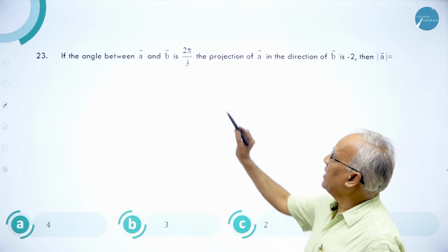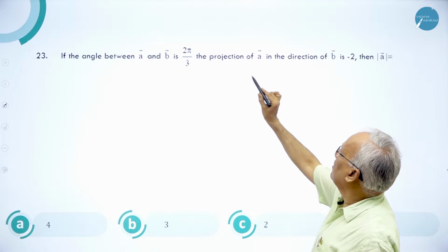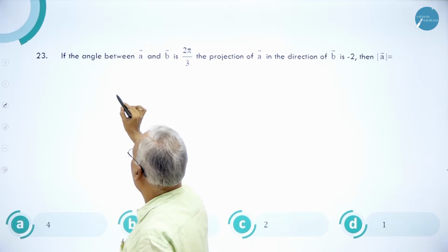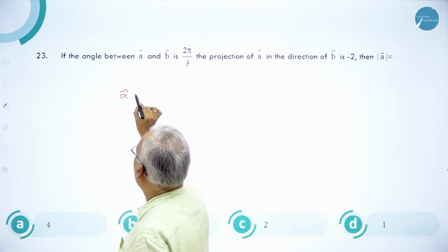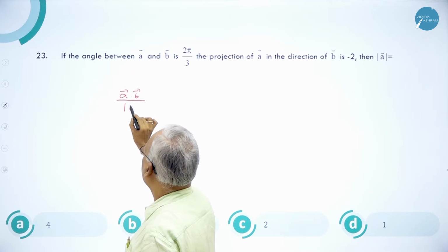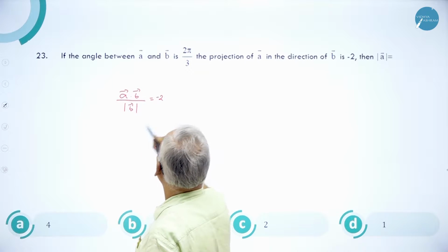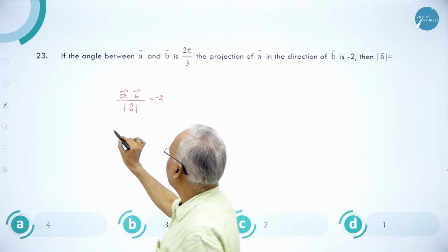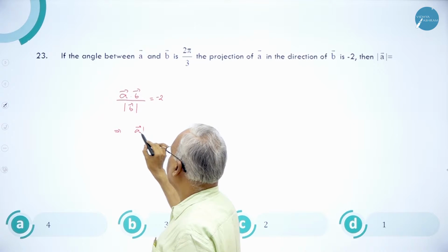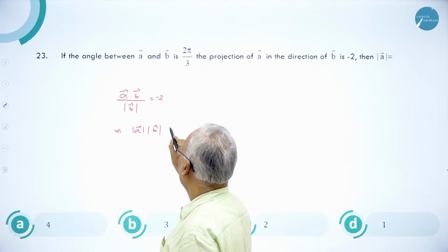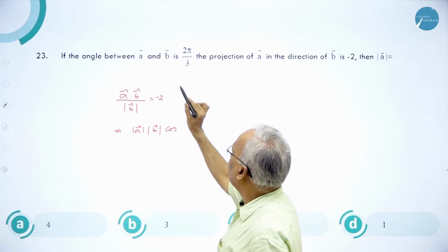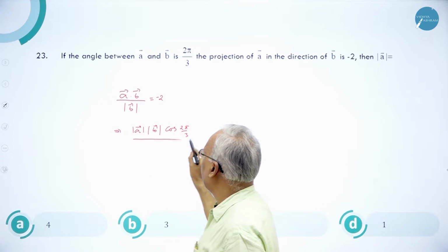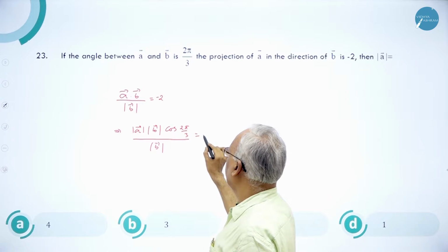The angle between A and B is 2 pi by 3, and the projection of A in the direction of B is given to be minus 2. So what is projection of A on B? A dot B divided by magnitude of B is given to be minus 2. It's given projection of A on B is minus 2. So this implies magnitude of A into magnitude of B into cosine of angle between A and B, which is 2 pi by 3, angle between A and B is given 2 pi by 3, divided by magnitude of B is equal to minus 2.